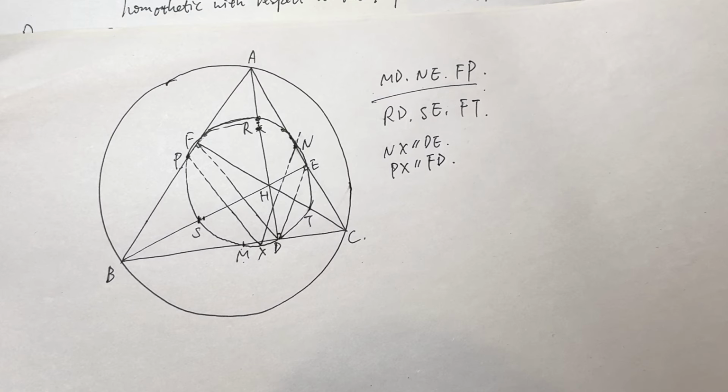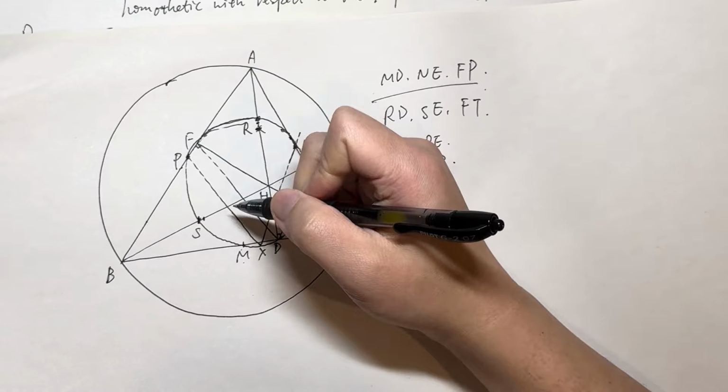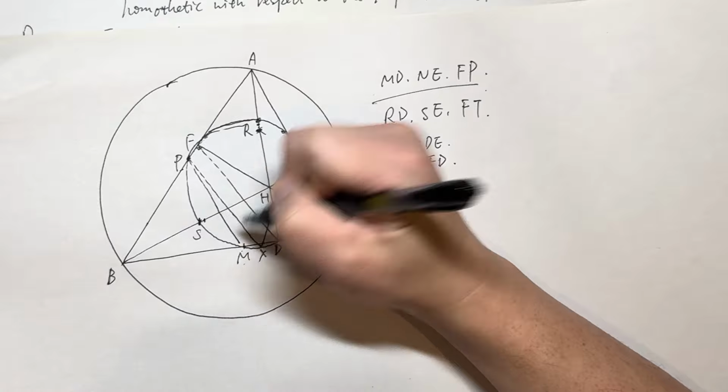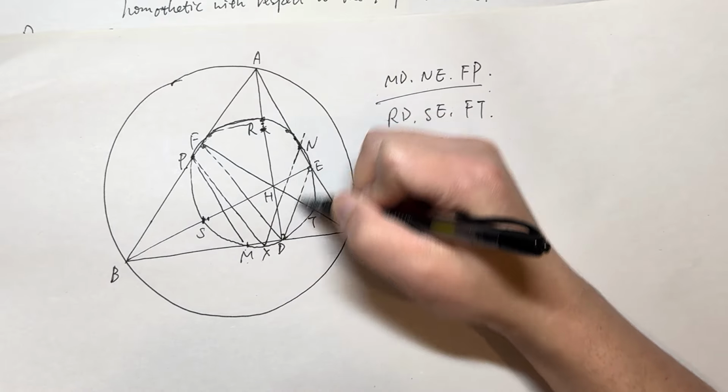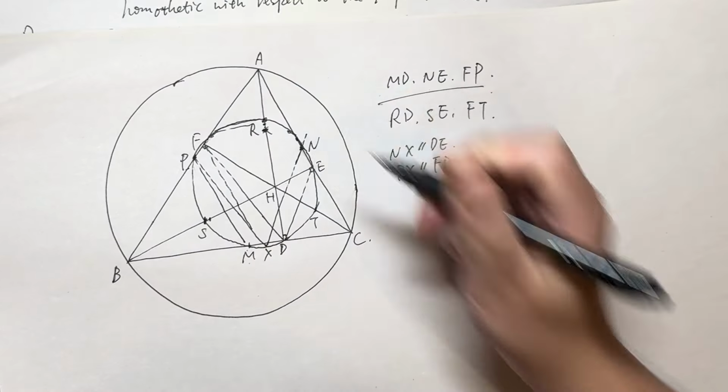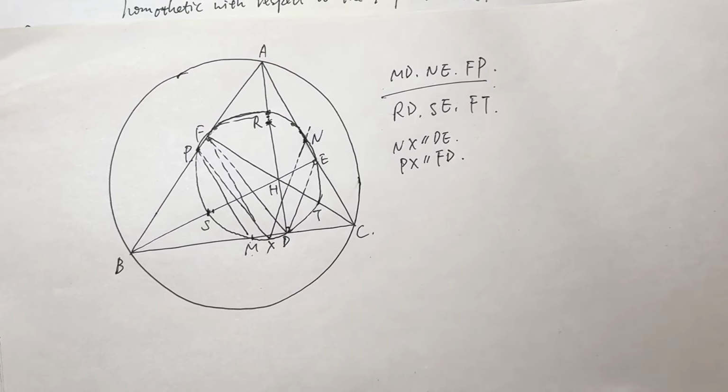Now the question is, can we prove... wait, I think something is wrong. No, we shouldn't do this. We should pass through F, because here is ED, we should do PM here and then do this. Let me redraw the figure.